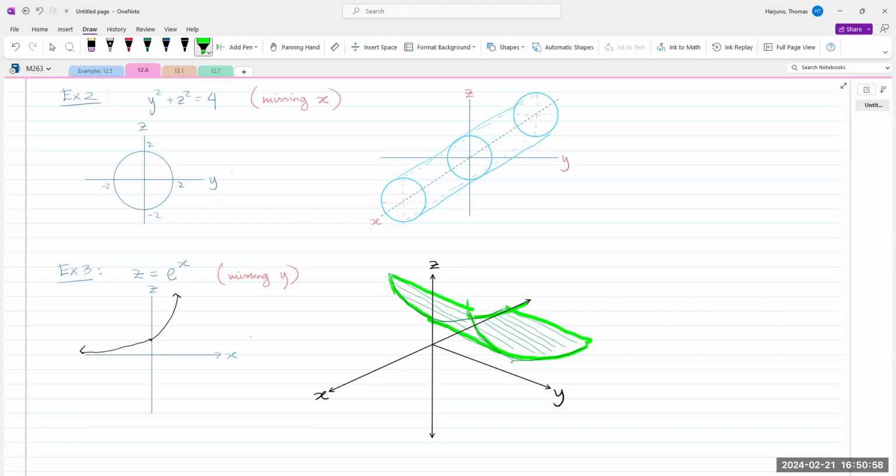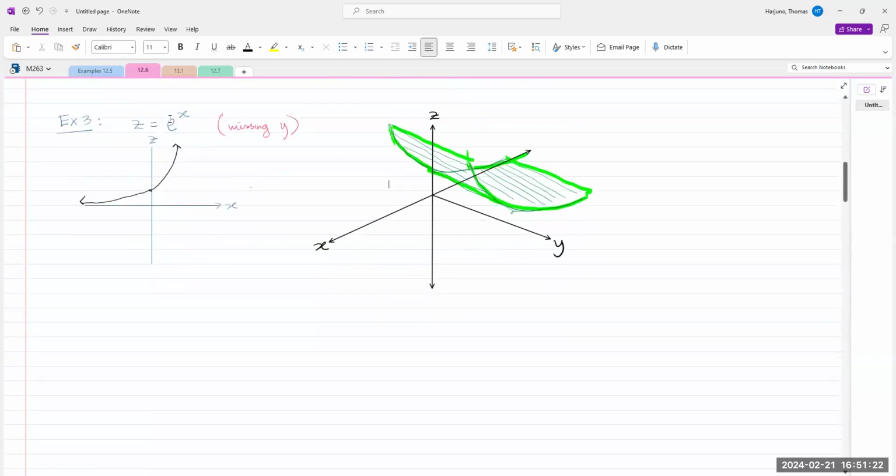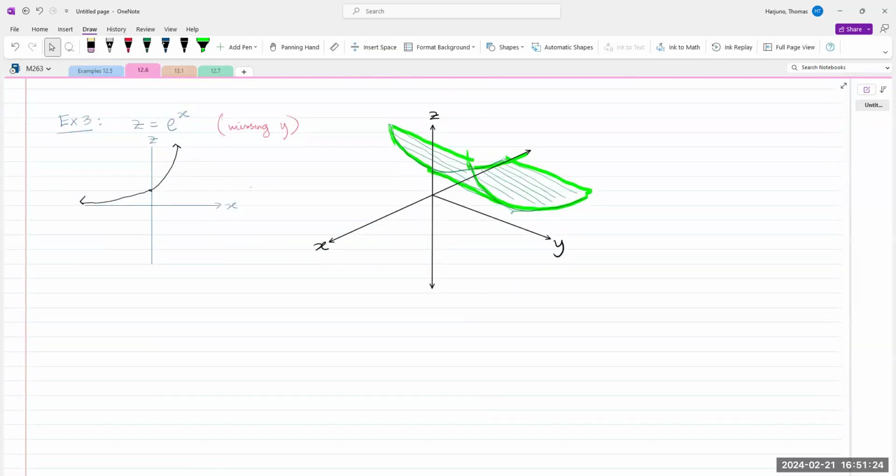Okay, now that's about a cylinder. Of course, there are infinitely many graphs you can do. We will never end. You can only practice to get a better view of that. Now that's for the first part on cylinders. The second part, our main focus for this section today, is the quadric surfaces.